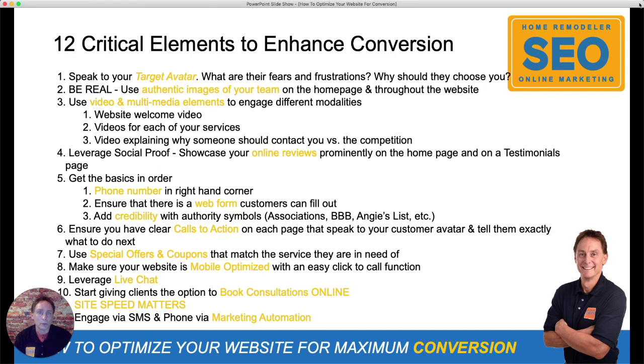So this number has grown over the years, but there are really 12 critical elements to conversion. I'm going to talk through them at a high level, and then we're going to look at real examples of how this looks in the real world.